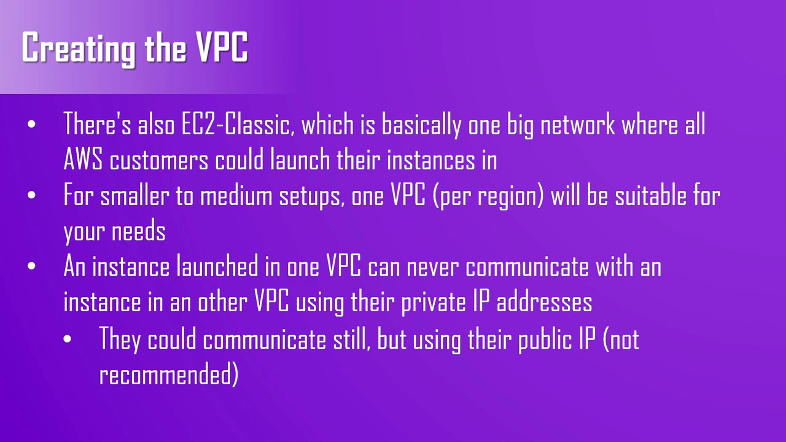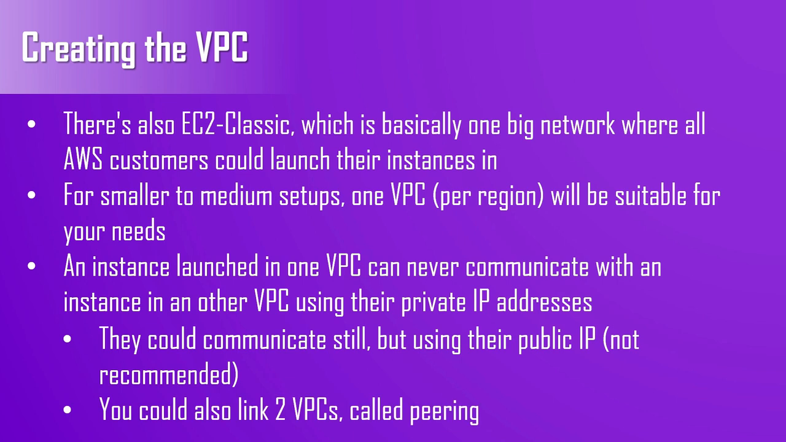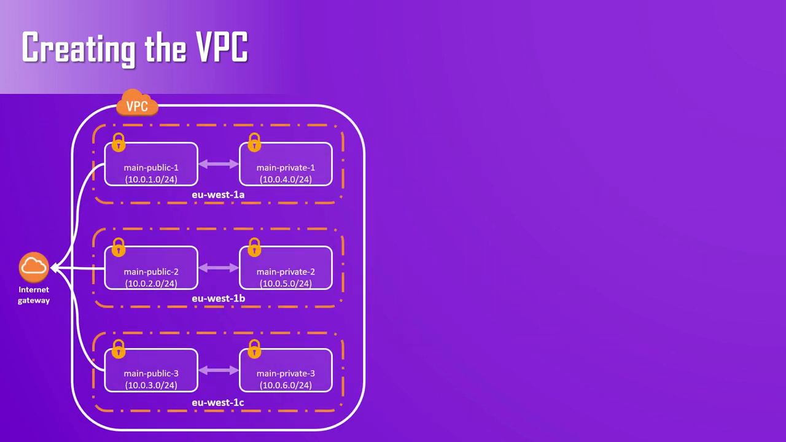Another solution, if you have two VPCs that need to communicate with each other, is that you can also link two VPCs. It's called peering, or VPC peering. That's also a possibility, but by default, what you are going to do is create a VPC, put instances in there, and if they have to communicate with each other, you are going to put them in the same VPC.